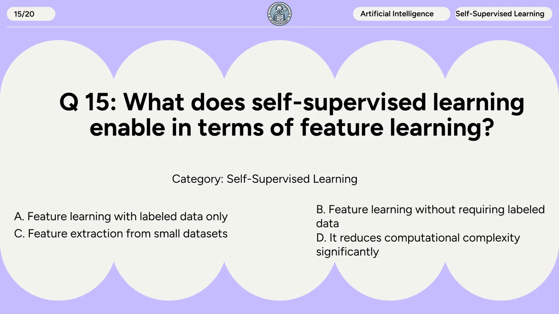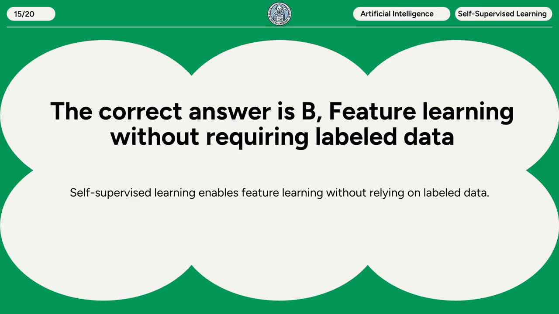Question 15. What does self-supervised learning enable in terms of feature learning? A. Feature learning with labeled data only. B. Feature learning without requiring labeled data. C. Feature extraction from small datasets. D. It reduces computational complexity significantly. The correct answer is B. Feature learning without requiring labeled data. Self-supervised learning enables feature learning without relying on labeled data.